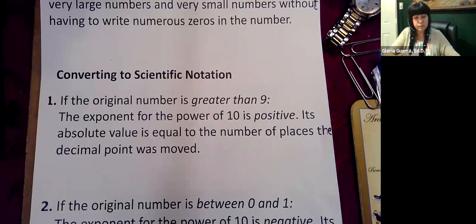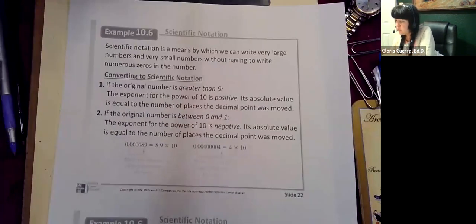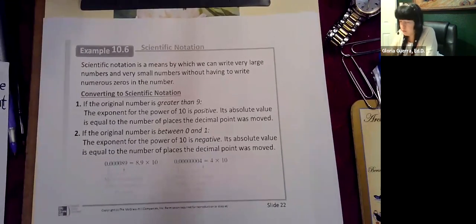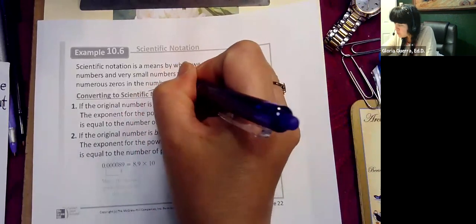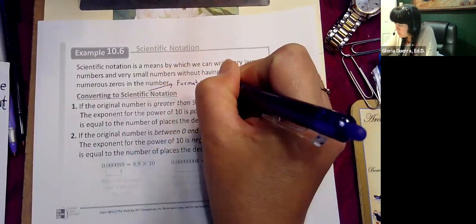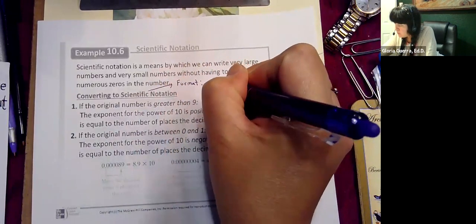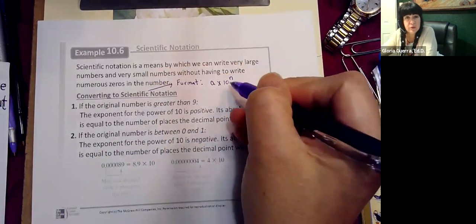So what I probably should do is also write down an idea about scientific notation. So I'm going to add something to this page here. Scientific notation does have a particular format. So the format for scientific notation kind of looks like this: A times 10 to the n. That's what scientific notation looks like.